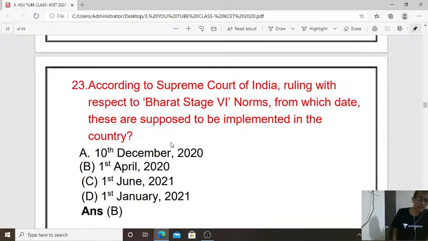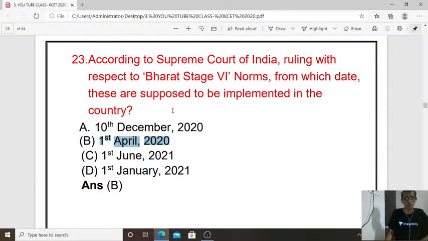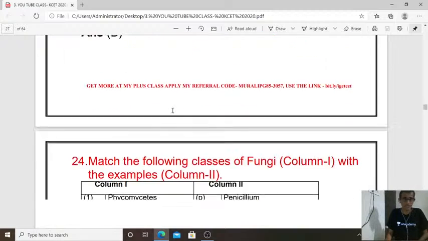And 23rd, according to the Supreme Court of India ruling with respect to Bharat Stage 6 norms, from which date are these supposed to be implemented in the country? That is 1st of April 2020. Bharat Stage 6 means Euro norms 6, isn't it? Euro norms 6. It was going to be implemented already. It was implemented in the year 2020, 1st of April. Okay. So the answer for question number 23 is B.